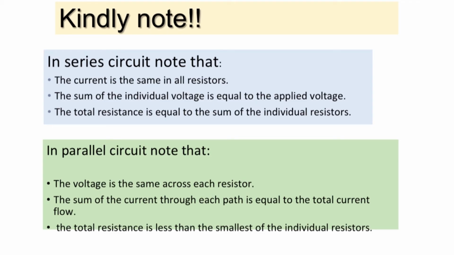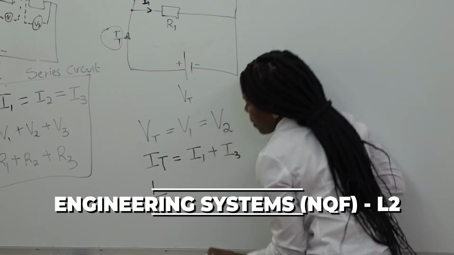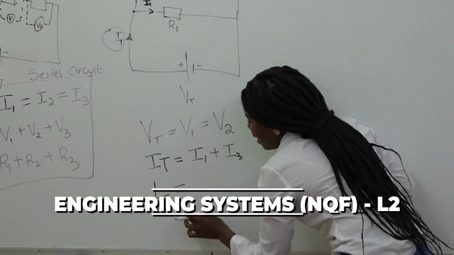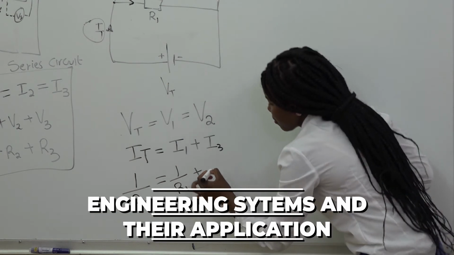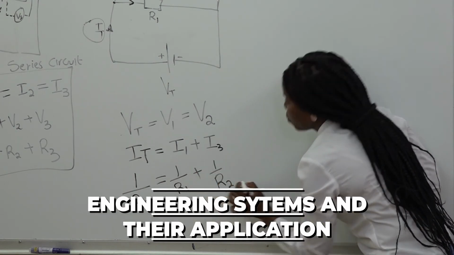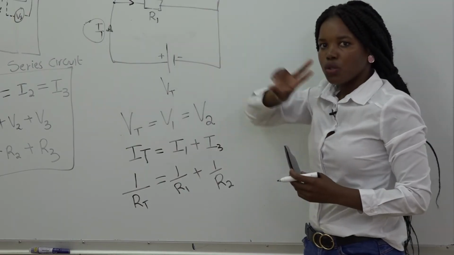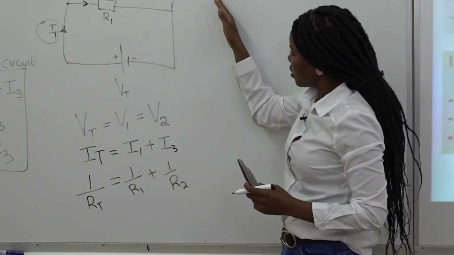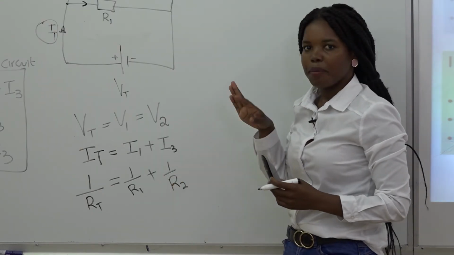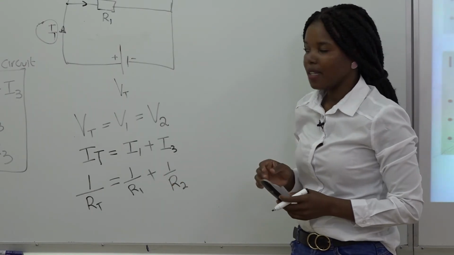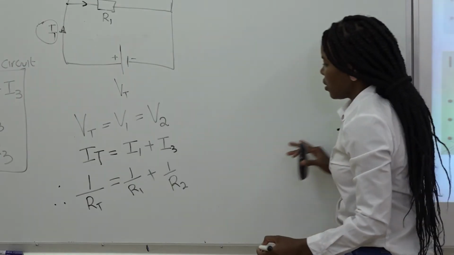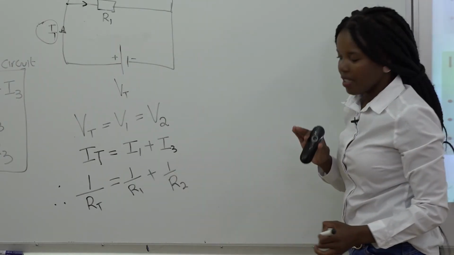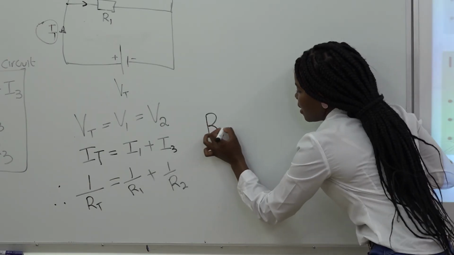The formula that we use to calculate the total resistance is 1 over RT, where RT is the total resistance, equals 1 over R1 plus 1 over R2, since in this case we only have 2 resistors. But if you have more than 2 resistors, we're going to say R1, R2, R3, depending on the number of resistors that we are given. You can also use this formula to calculate the total resistance, RT.